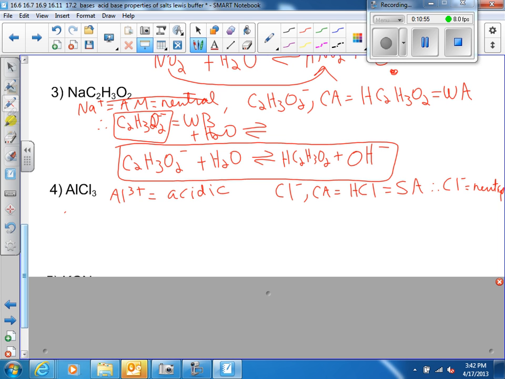So this thing overall is acidic. And now I have to write a reaction. This is a kind of reaction you cannot possibly predict. You've never seen this before. These are called complex ions.